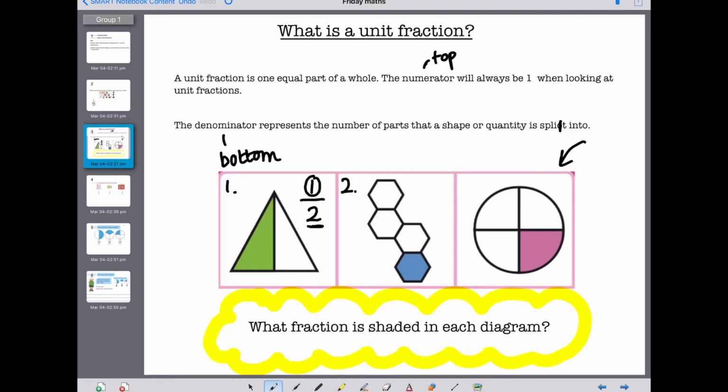Write the unit fraction for question 2. One part is shaded out of 4 parts altogether, so 1/4. And what about number 3? It's 1/4 again because one part is shaded out of 4 parts altogether.